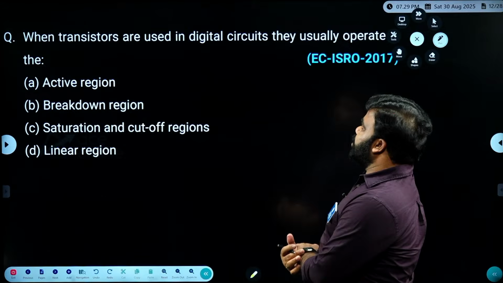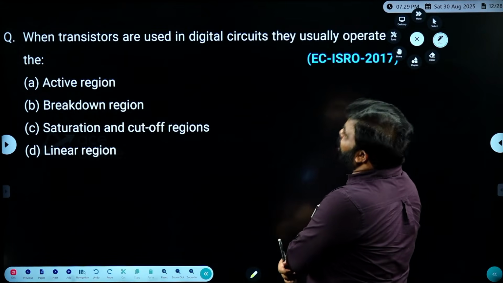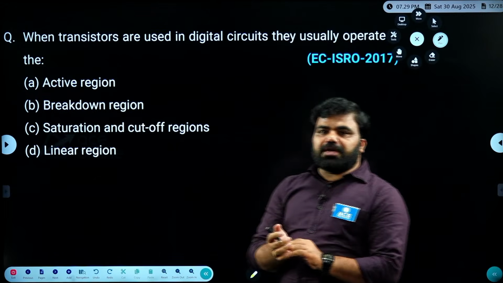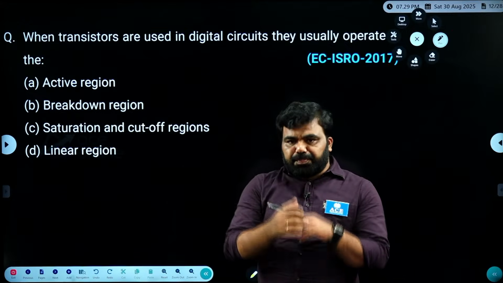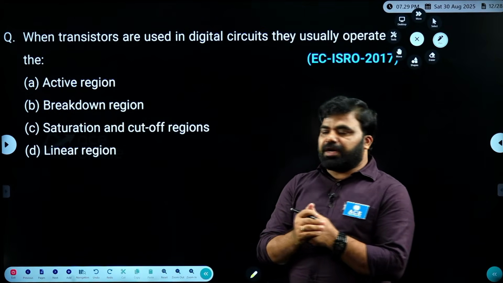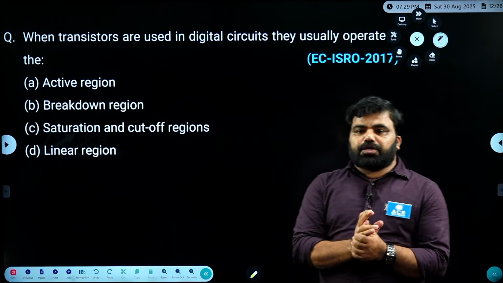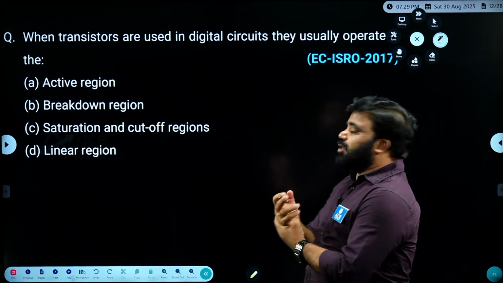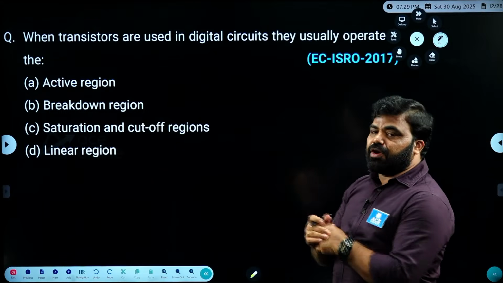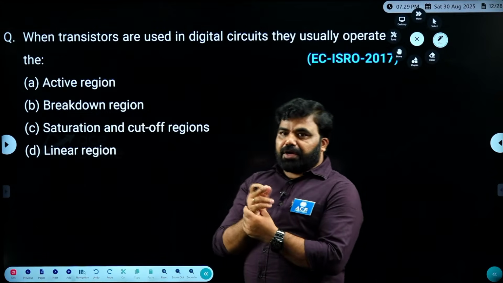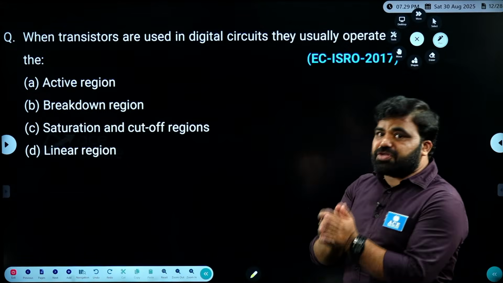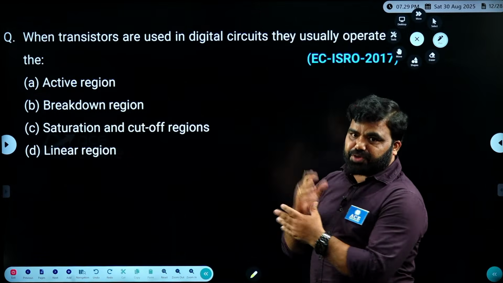When transistors are used in digital circuits, they usually operate in the dash. When we are using bipolar junction transistors, BJTs, it can be DTL, RTL, TTL. In all these, the transistor will be either in the cutoff region or the saturation region. When the transistor is on, it is pushed into the saturation region. When it is off, it is in the cutoff region. Except in emitter coupled logic, in every bipolar logic family, the transistors are used either in cutoff or saturation region.